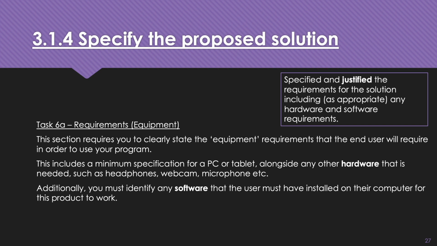You should also identify any software that the user must have installed on their computer for this product to work. So then you need to specifically talk about the Java virtual machine or the Java development kit. JDK is what you would want to put in the search engine. Okay, so that's 6A, requirements, equipment. I don't know if that's a subheading or a sub-subheading.